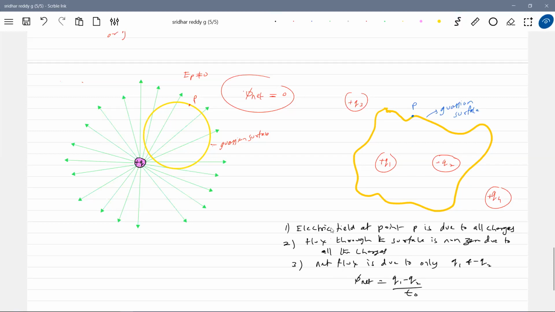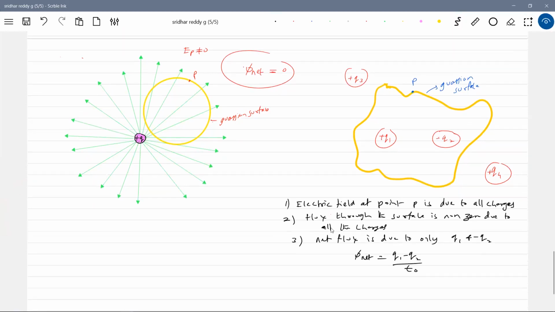Now, what do you mean by this? The second sentence is very dangerous. He's saying flux due to all point charges is non-zero. So there will be lines of force due to this. So what I suggest is that you draw the lines of force. I think you know how to draw them. So for these 3 point charges, draw the lines of force.